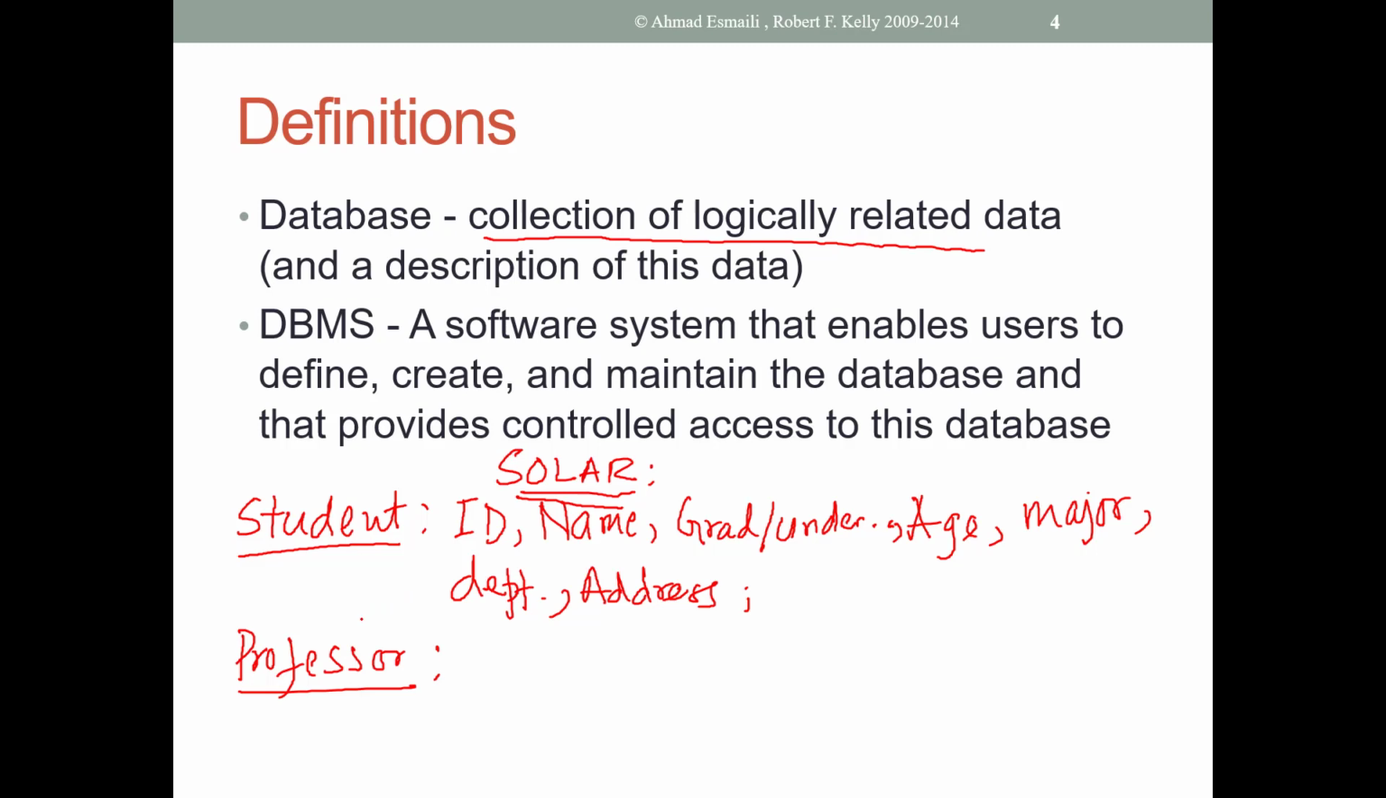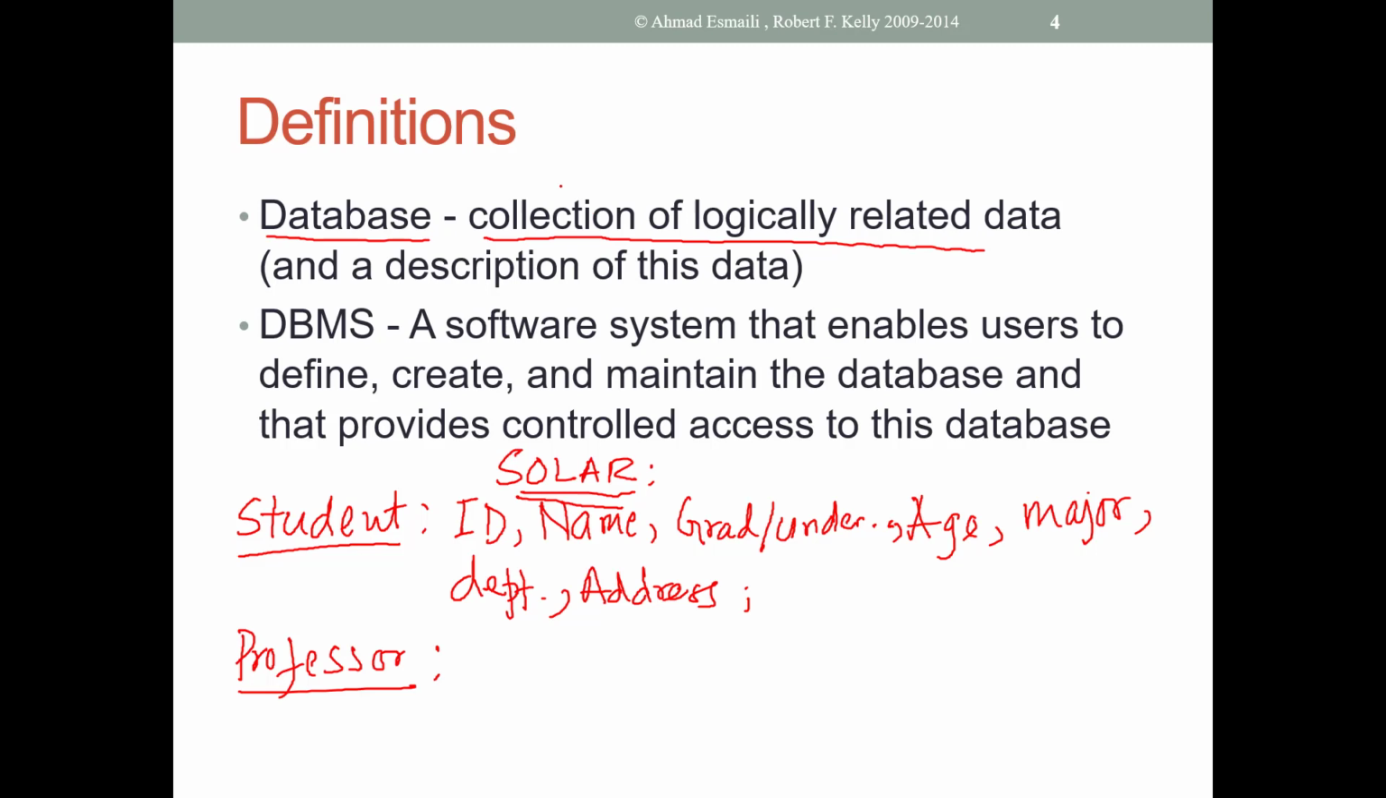We may not keep some information which is not related to the university. So what could be other information which is not related to the university that we may not like to keep here? Probably the stores in the vicinity of the university. We may not like to keep that information because it's not logically related to our database, which is the university. Okay, good.